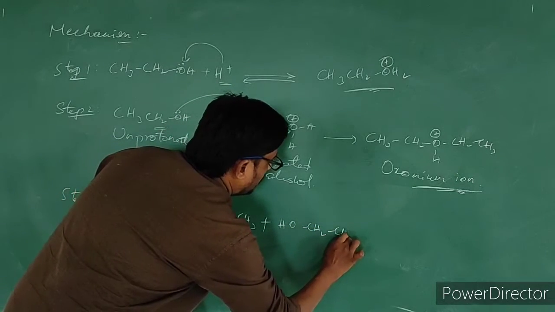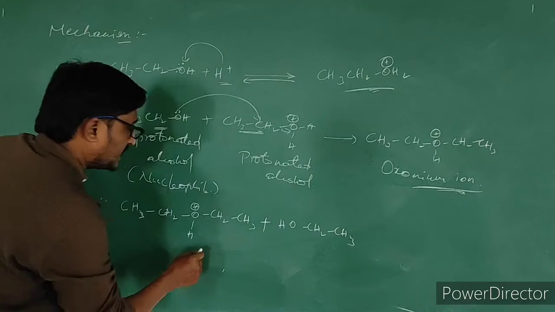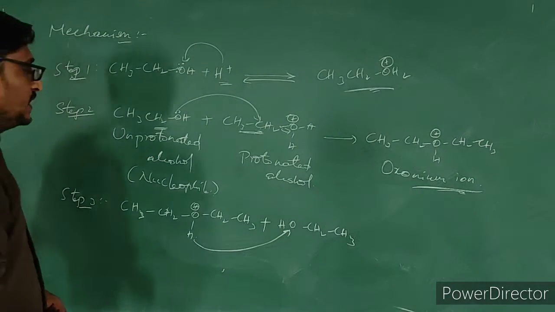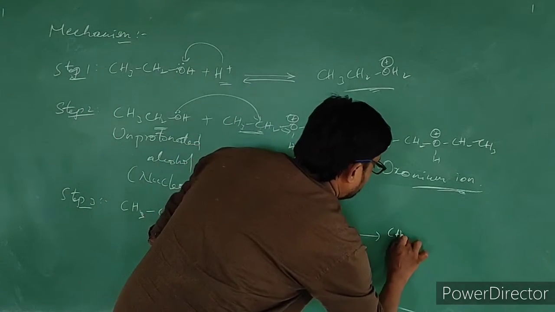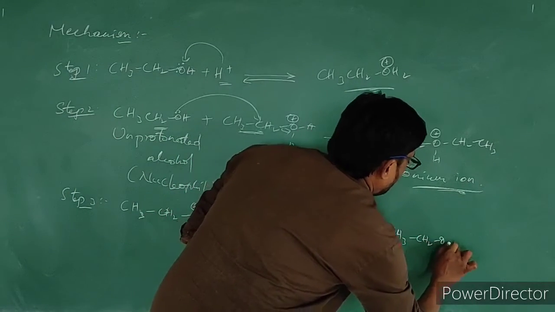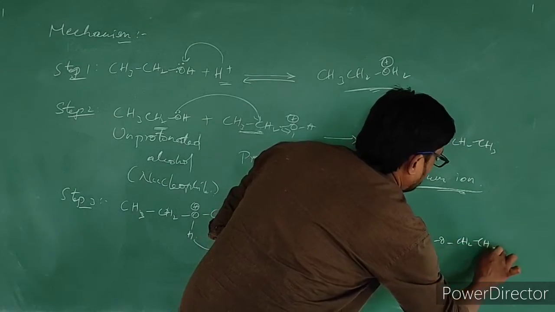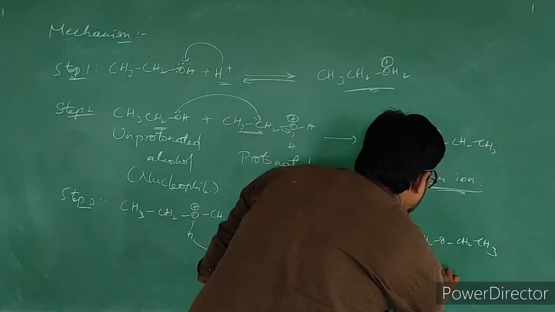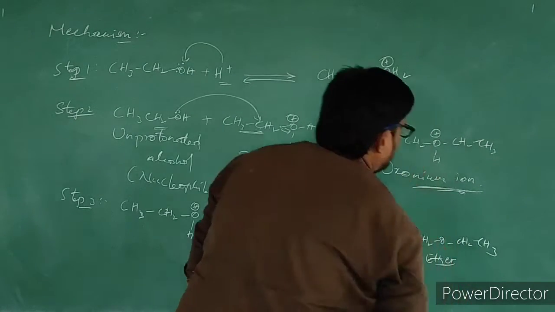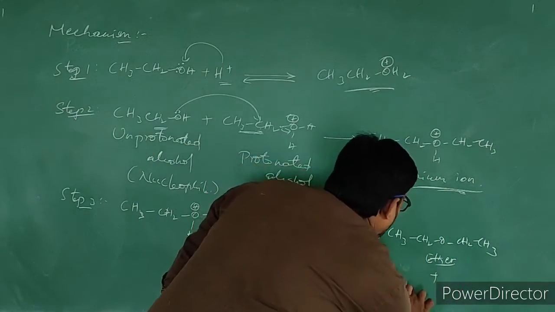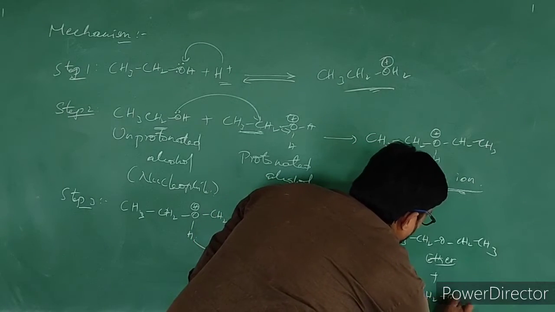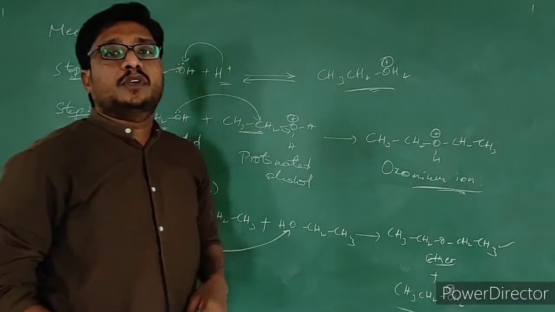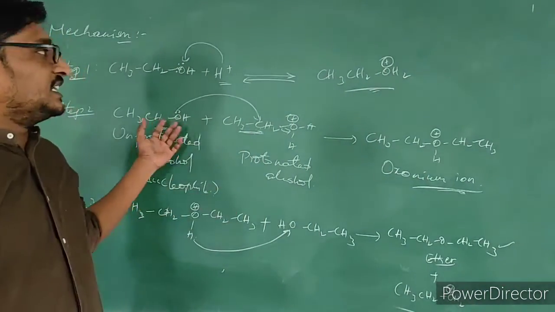Will be attacked by the alcohol. Now this hydrogen will be pulled by this alcohol, resulting in the formation of ether, CH3CH2OCH2CH3. This is the ether which gets produced. Along with this ether, ethoxyethane, the protonated alcohol will also get produced.